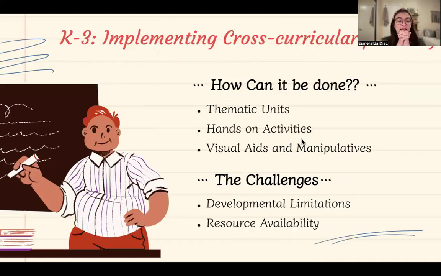So, what does that look like while implementing it in your classroom? First off, how can it be done? By looking through thematic units that integrate various subjects around a central theme. For example, in a unit regarding farm life, it can include reading farm-related stories, learning basic math through farm animals, and exploring the science of what it is to grow different plants, engaging students especially through hands-on activities.